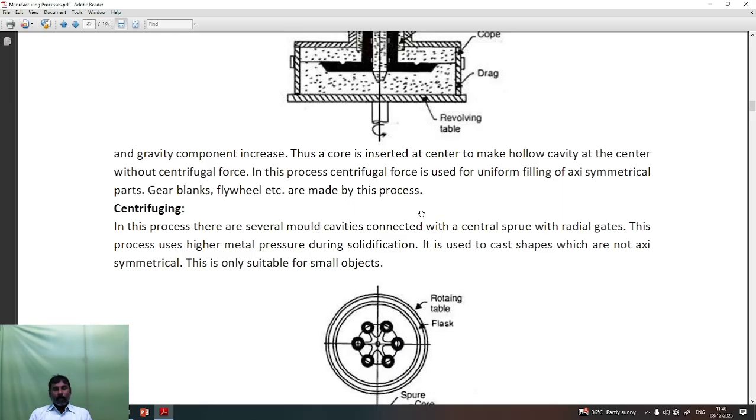In this process, centrifugal force is used for uniform filling of axis symmetrical parts.